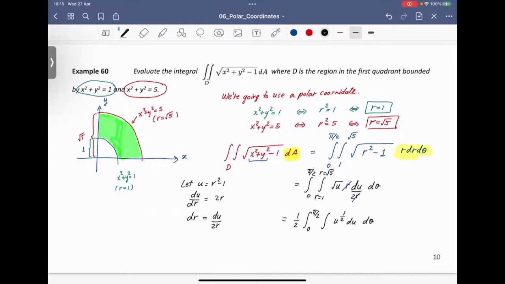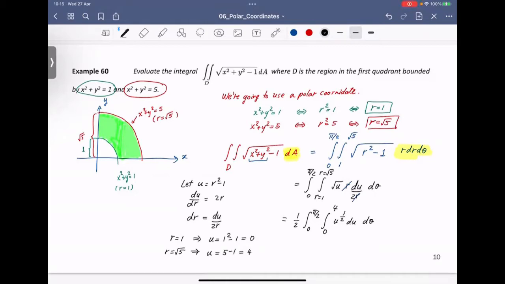So here, when r equals 1, you're going to have u equal to 1 squared minus 1, which is 0. And when r equals square root 5, you're going to have u equal to 5 minus 1, which is 4. So basically, this is 0 to 4.